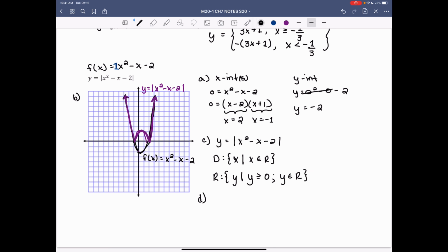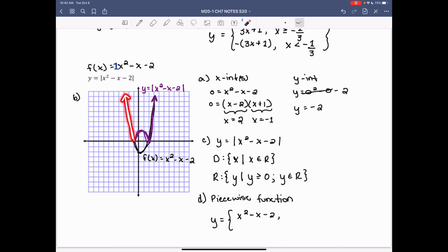Part D, express as a piecewise function. Y equals f of x is what's inside the absolute value, so x squared minus x minus 2. When is it the case that the absolute value function is the same as the function inside the absolute value? In this case, it is this portion.